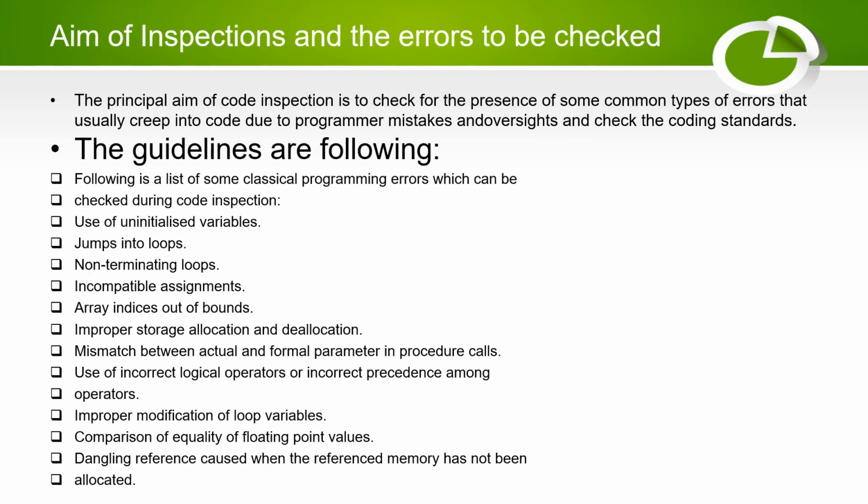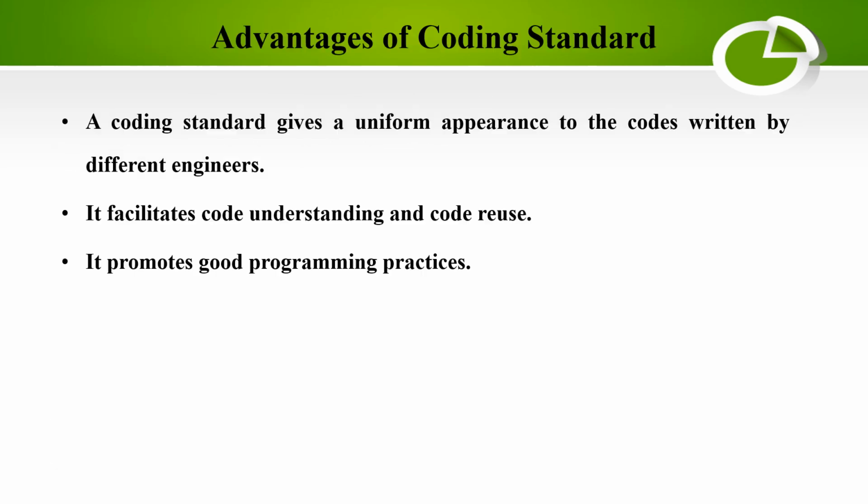Then inspections. What is an inspection? They will check the common types of errors in programming. Some of the guidelines: what are the programming errors? Uninitialized variables, non-terminating loops, improper storage allocation, mismatch between actual parameters and formal parameters, and comparison of floating point variables.